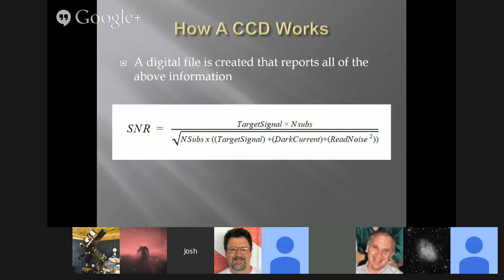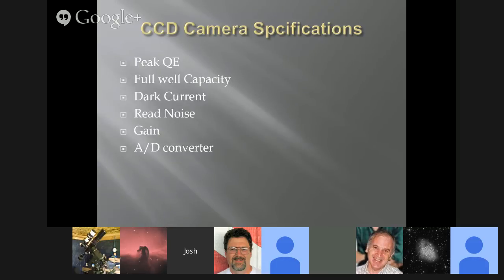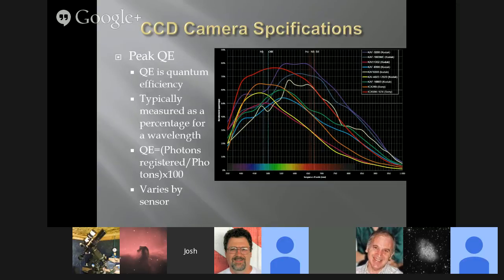So I think that is a fact that is worth pointing out. So I'm going to talk just a little bit about some of the CCD camera specifications that actually go into how your camera is impacted. So talking about the quantum efficiency, full well capacity, dark current, read noise, and gain. So the first thing that we're going to talk about is the actual quantum efficiency.